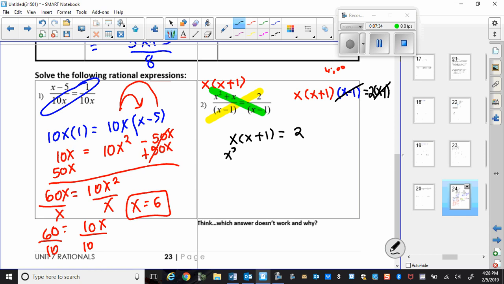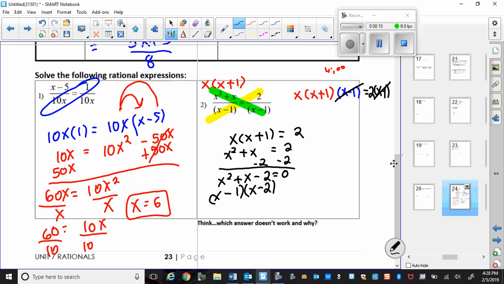I have x squared plus x equals 2. I'm going to subtract 2 on both sides. I get x squared plus x minus 2 equals 0. So now I can factor it and figure out what the possible answers are. And we're going to have to be careful when we're factoring. So this factors out to be x minus 1 times x minus 2.